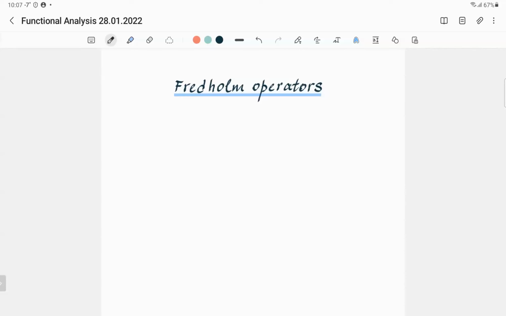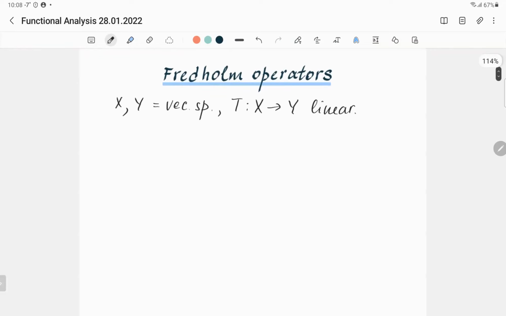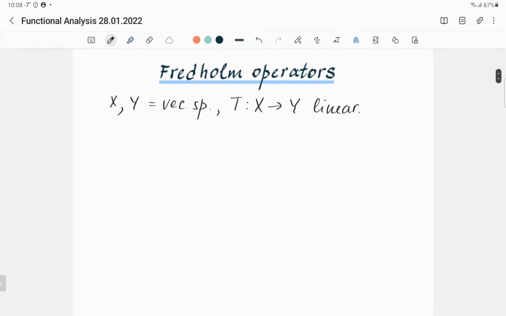Okay, so at the previous lecture, we introduced Fredholm operators. So let's recall the definition. Suppose that we have vector spaces X and Y, and a linear operator T from X to Y. And we say that T is Fredholm if the kernel of T and the co-kernel of T are finite dimensional.